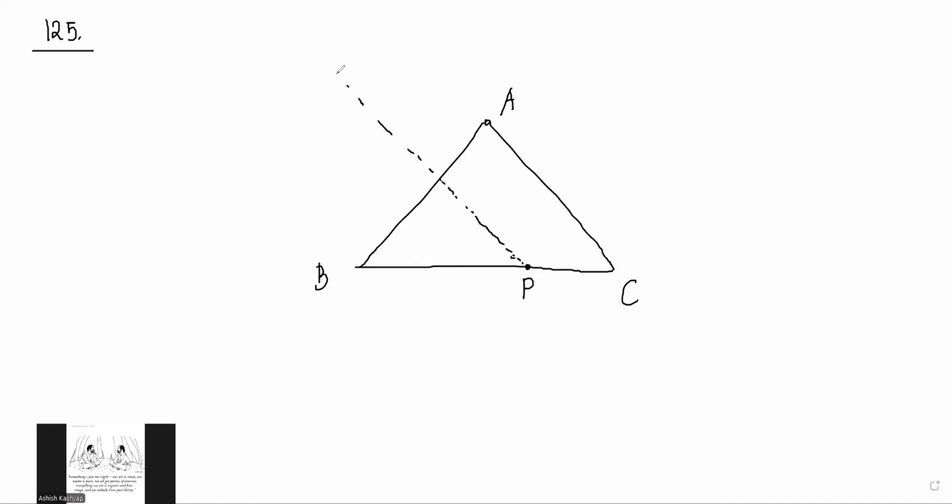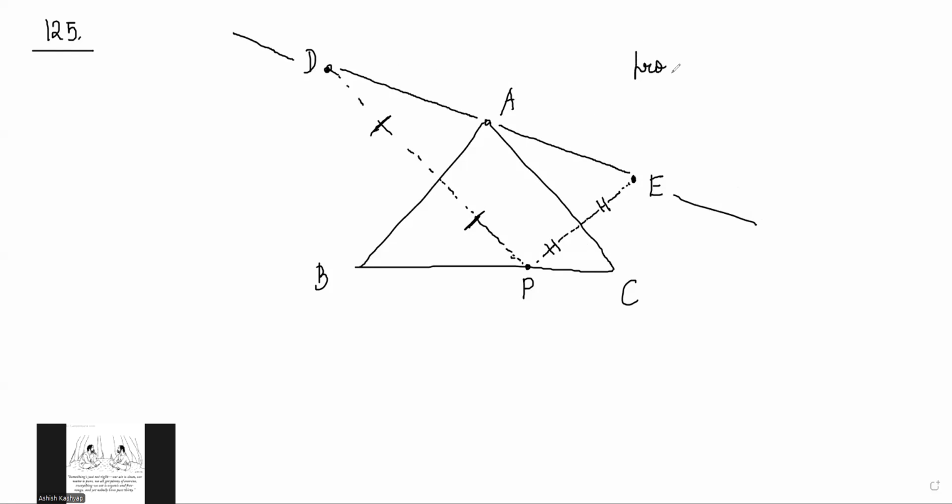Yes, sir. So the reflection of P with respect to AB is called D, and the reflection with respect to AC is called E, right? You have to prove that D, A, E are collinear points, or basically they lie on a single straight line. Correct? Yes, sir.